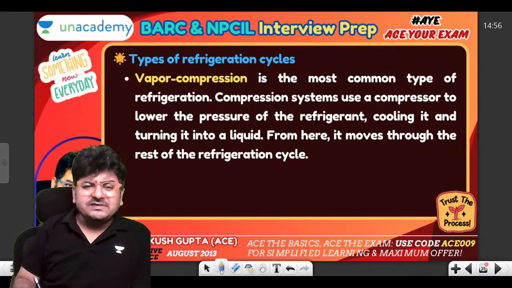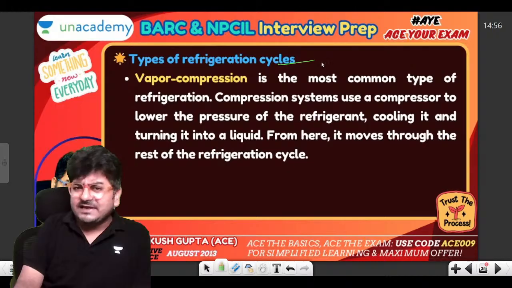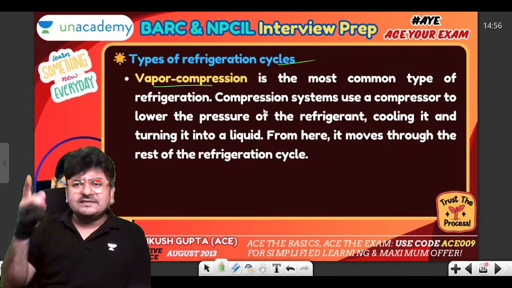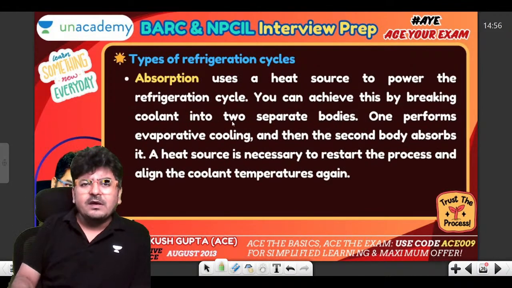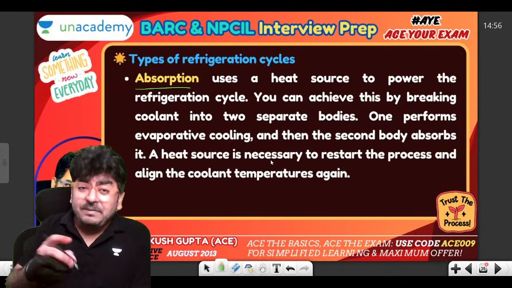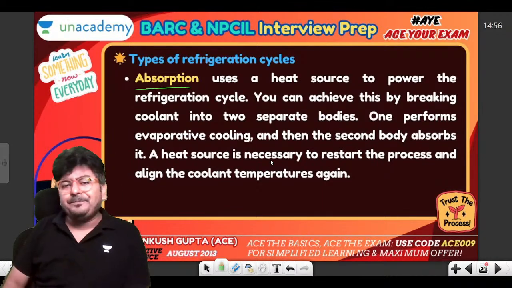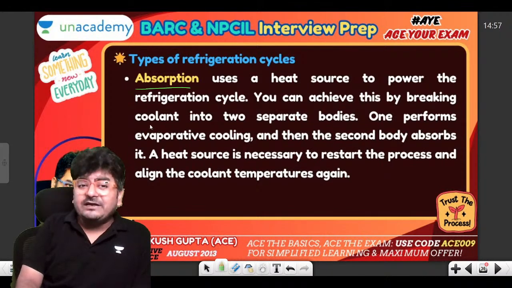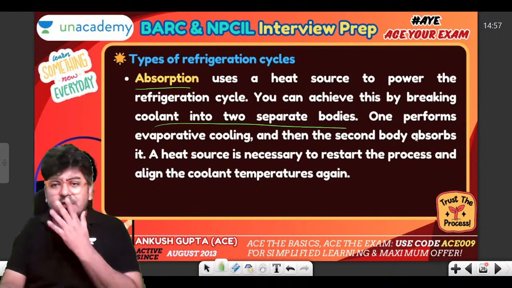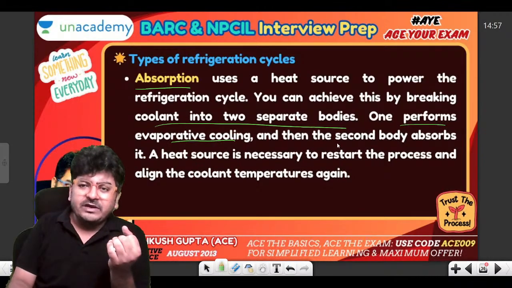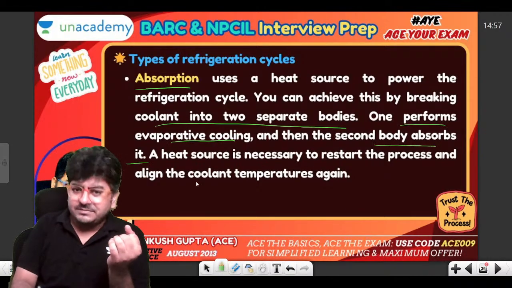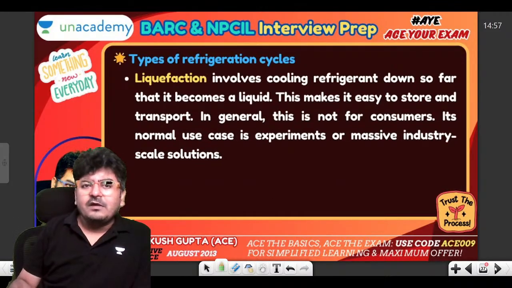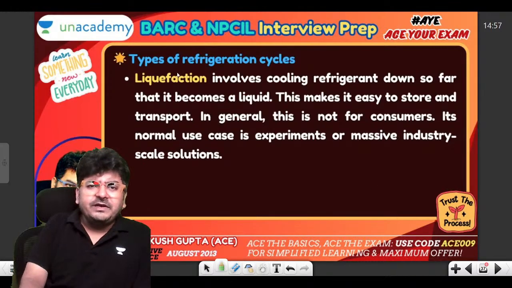Now, generally, there are 4 types of refrigeration cycles. One is the vapor compression cycle, which I just explained to you, where vapor is getting compressed. Apart from that, there is the vapor absorption cycle. ठीक है? The vapor absorption cycle is where we split the coolant into two separate bodies. One is introduced in the evaporative cooling and the other is used to absorb it. Where we use all these, I will tell you, don't worry.